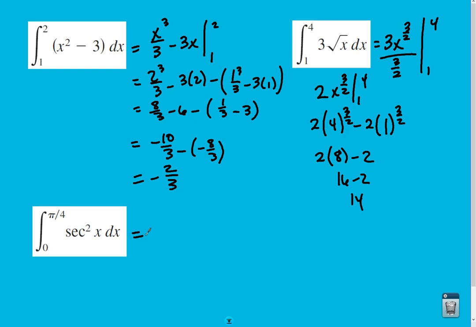Okay, the antiderivative of secant squared we know is tangent of x from 0 to pi over 4. So we're going to say the tangent of pi over 4 minus the tangent of 0. The tangent of pi over 4 is 1 minus tangent of 0 is 0, and you get 1 over all. Okay, not that tricky, but I just wanted to go ahead and show you that last one just in case you got trigged up.